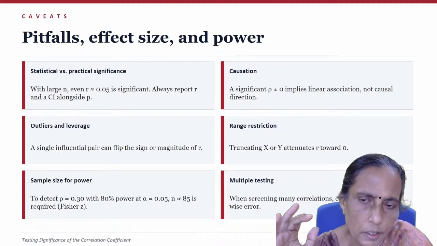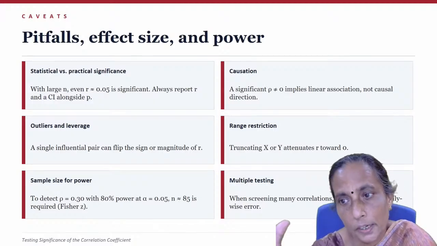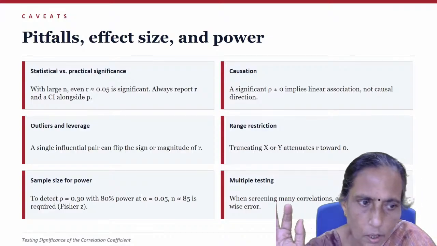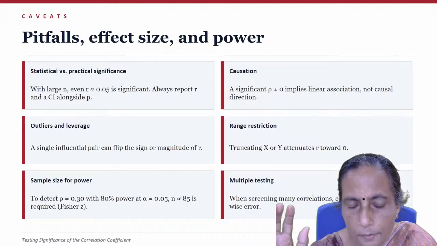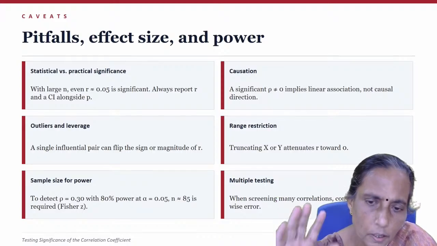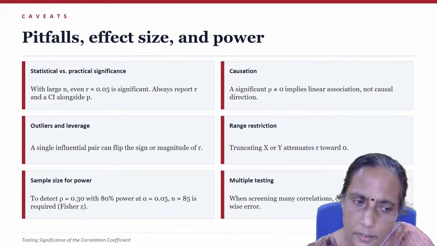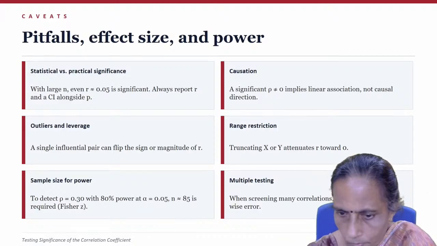The caution: a significant rho not equal to 0 implies linear association, not causal direction. Okay. The outliers in leverage: a single influential pair can flip the sign or magnitude of R. Always, your R is influenced by outliers.